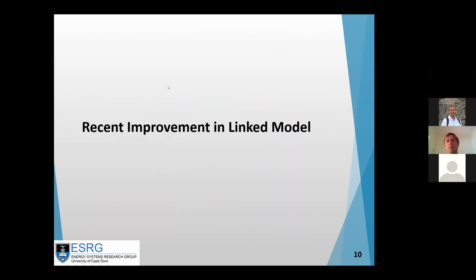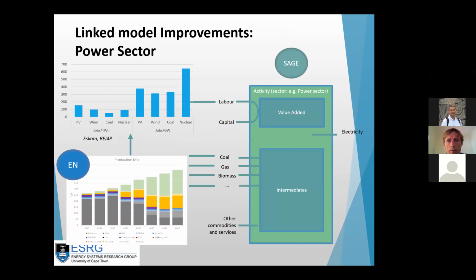And we have some improvements to the link model, where I've been the most involved in the last year and a half, 1 to 2 years. So in our previous framework, when we last presented the link model, we only had really the power sector linked.